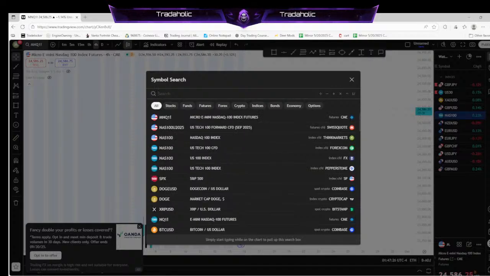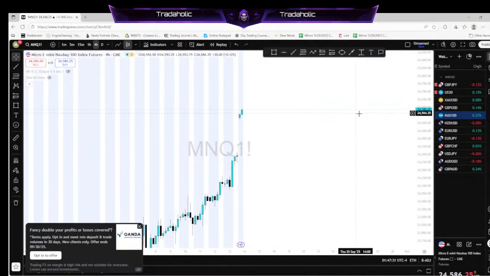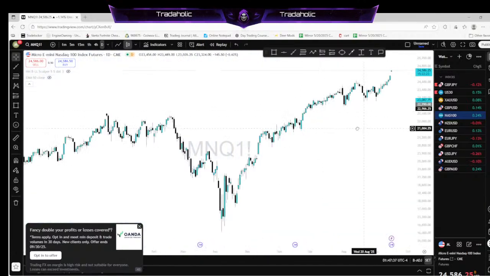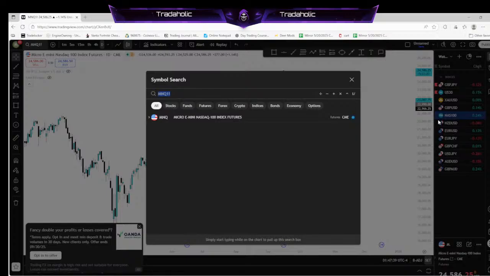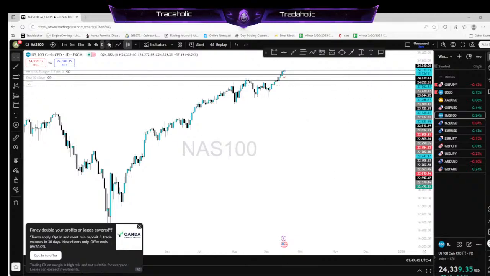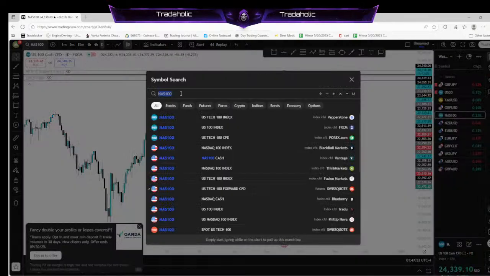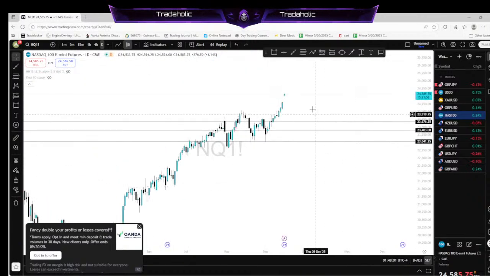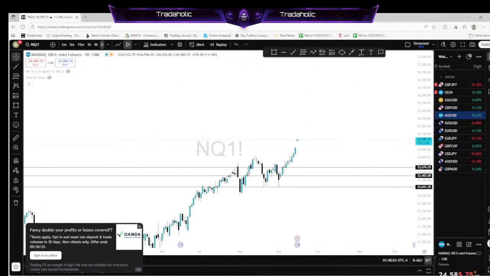MNQ, NQ, NASDAQ, they're all the same. The price action just reflects a little bit differently. As you can see, this is MNQ, and this price is all the way up here. But look at the price action. Let's go to the daily time frame. Look at this daily price action. If I go to NAS 100, you're going to see the price action is relatively the same. It looks exactly the same. So MNQ, NASDAQ, NQ, NAS 100, those are all the same things. If I just go to regular NQ, it looks just the same as NAS 100, I mean MNQ. Hopefully that answered your question.